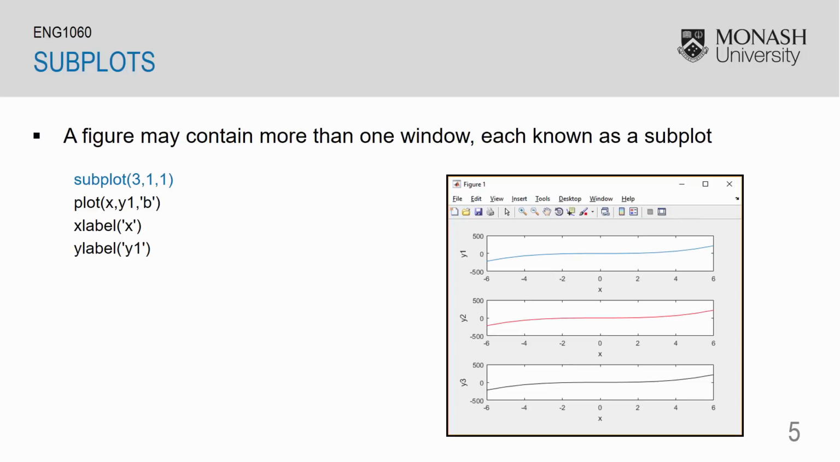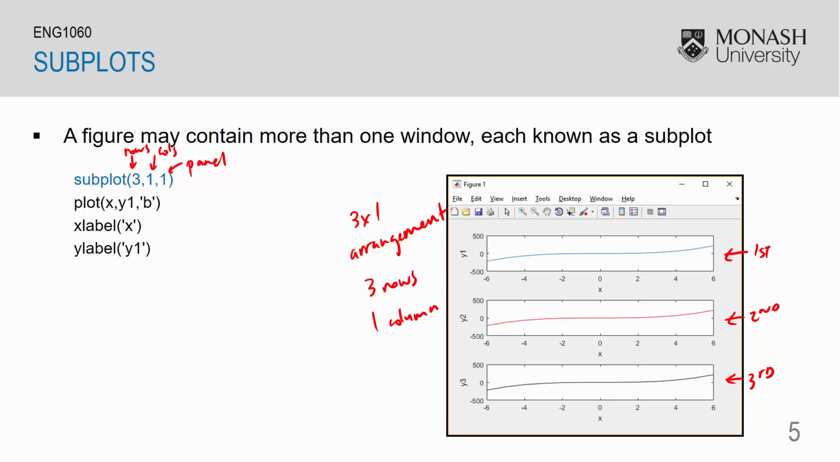A figure may contain more than one window, each known as a subplot. Here we have an example where we have a 3x1 arrangement. 3x1 meaning 3 rows and 1 column. So this is the first row, second row, third row. We can set up the 3x1 subplot window by having the command subplot, the number of rows, and then the number of columns, and this is the panel number. So again, the panel number will be 1, 2, and 3.